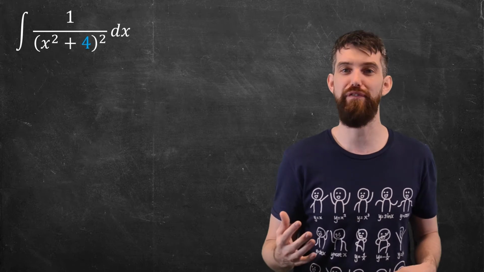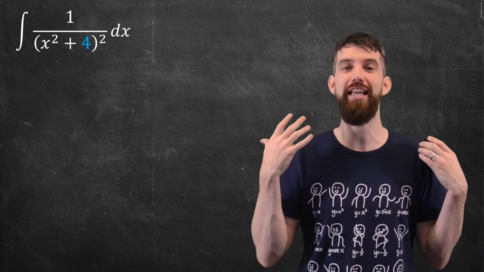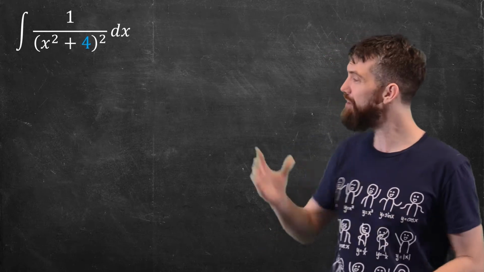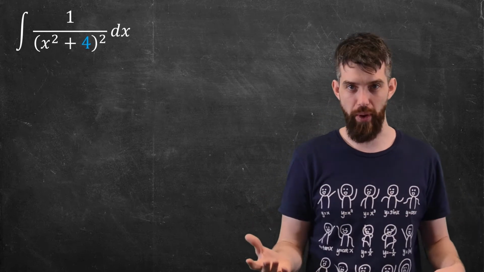And the second thing I really want to focus in on is how do we choose? How do we make the choice? How do we articulate a strategy for what substitution to make? Now, what we have here is 1 over (x squared plus 4) all squared.